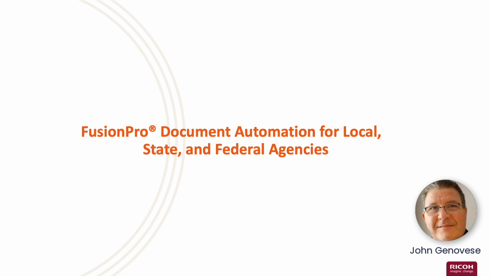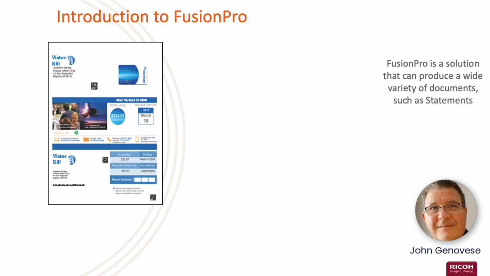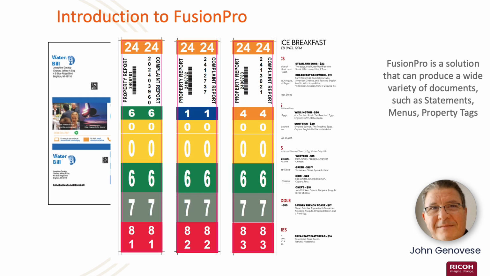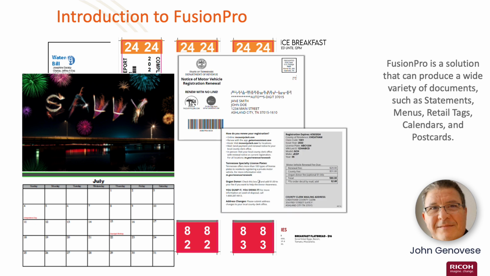Fusion Pro, as you'll see, is a solution that can produce a wide variety of documents. Things like statements and menus and tags. This just so happens to be property tags from a police municipality, but property tags, for example, calendars, postcards of a variety of different kinds. What you're seeing on screen there is the one that I'm going to highlight in a couple of seconds. I'll do a deep dive into that one because that was amazingly complicated and was put together by a long-time, quite excellent user of Fusion Pro.